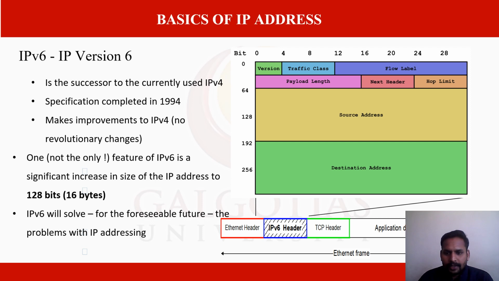Suppose we have continuous zeros, then we can remove all the zeros and use a scope operation with a single zero. That means we don't need to specify all the zeros in the IP addresses here. In the same way, whatever characters we have continuously, we can remove those similar characters and put the scope operator, and then use that particular operator here.